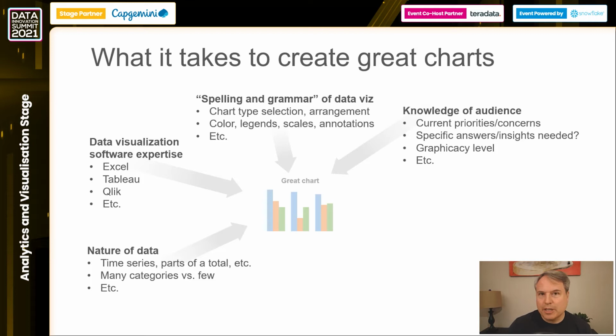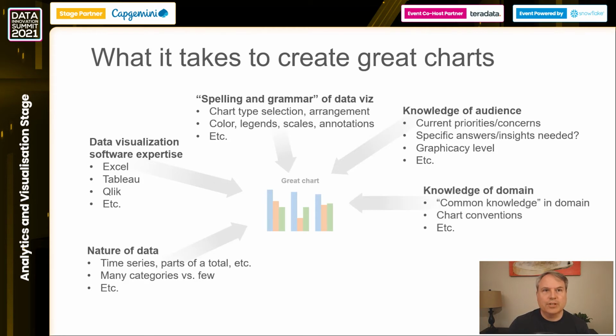We also have to, of course, know the audience. You've heard this probably 100 times, right? Know your audience. Well, I want to make that really visceral for you. And also, knowing the domain of the data, i.e., if it's data about insurance, well, you've got to know something about insurance. If it's data about sports, well, you've got to know something about sports in order to be able to create effective charts based on that data.